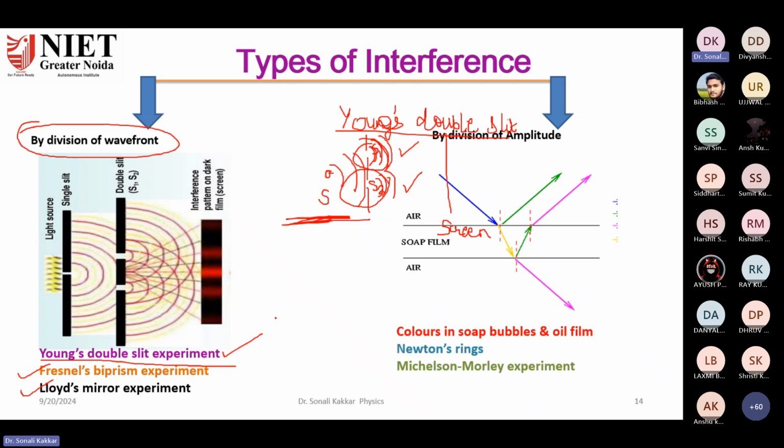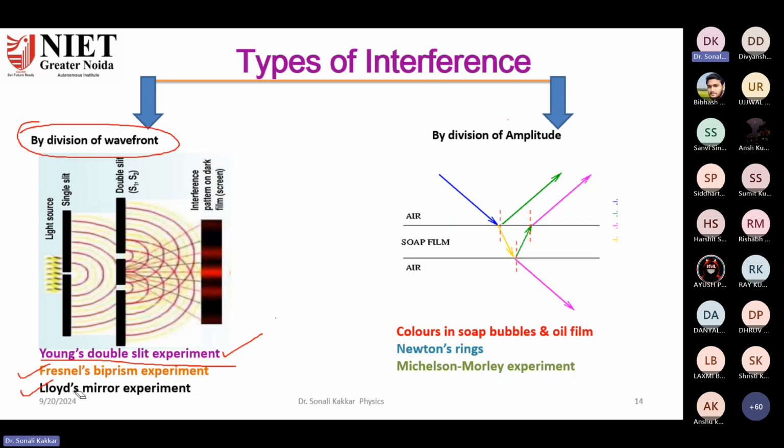Okay. And the other type of interference is by division of amplitude. You will study this type in your first semester course. So what happens in division of amplitude? See, this is a soap film. It means it is another medium, different medium. Let's say refractive index of this medium is N2. Above this soap film, there is air, refractive index of which, let's say, is N1. And below this soap film also, the refractive index of this air is N1.